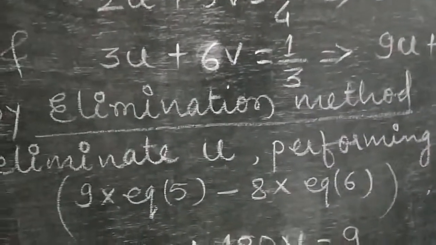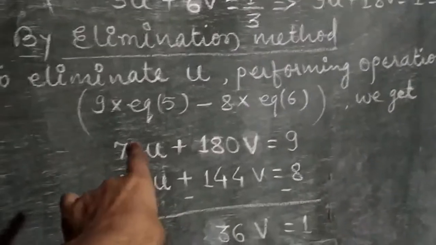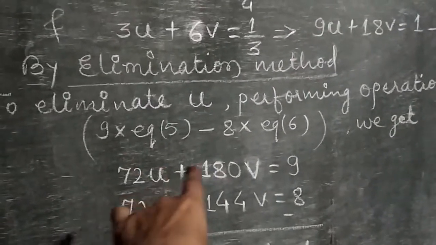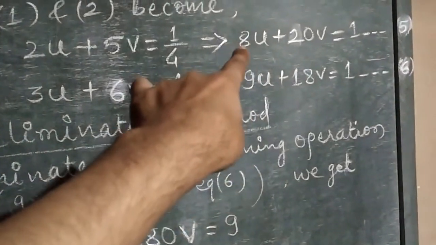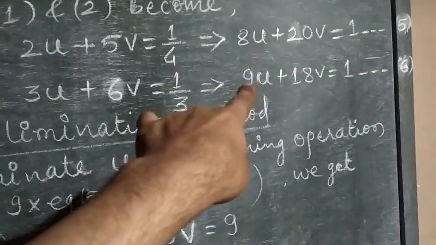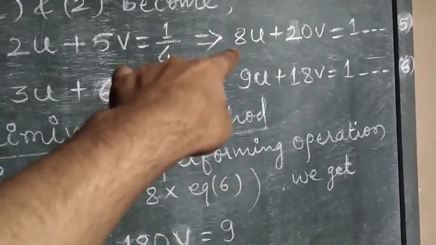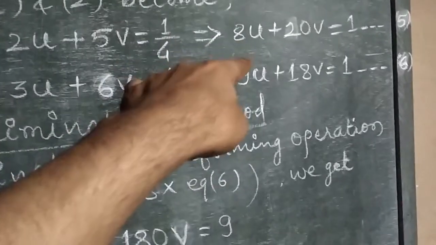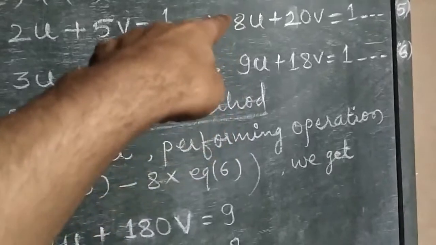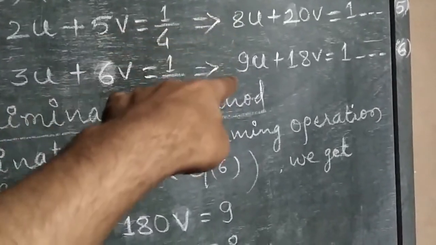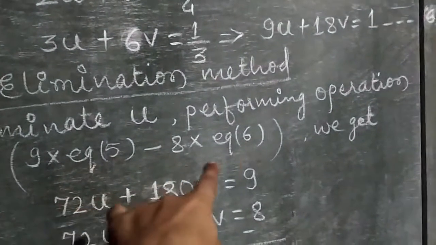So I am using the elimination method here. To eliminate u, we are performing one operation: 9 into equation 5 minus 8 into equation 6. Look at the coefficients of u. In the fifth equation it is 8 and in the sixth equation it is 9. So we are multiplying by 9 in the fifth equation and by 8 in equation 6. So the coefficient of u will become equal, and since both coefficients have the same sign, we are subtracting. Okay. So 9 into equation 5 minus 8 into equation 6.